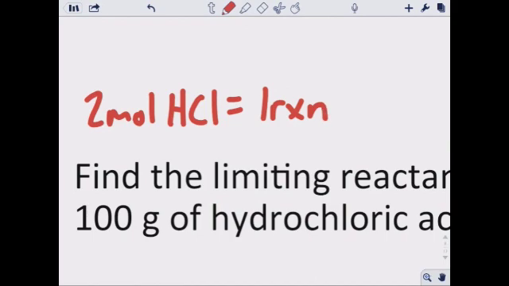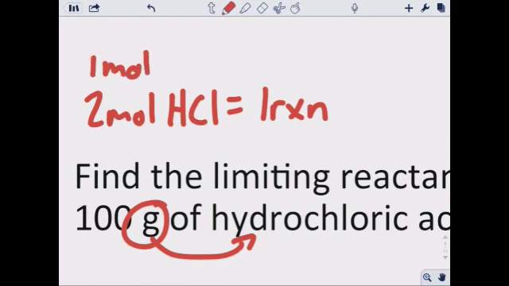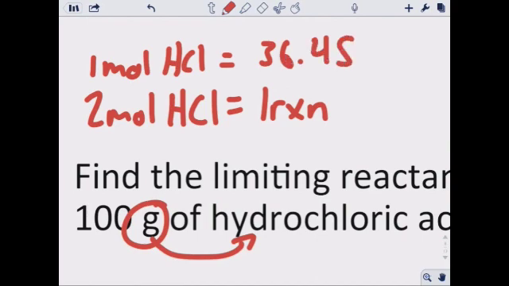And since it said grams, anytime it says grams, what do we have to find? Molar mass. And 1 mole of HCl equals our molar mass of HCl, which is right around 36.45 grams of HCl, because chlorine's 35 and then hydrogen's right around 1.